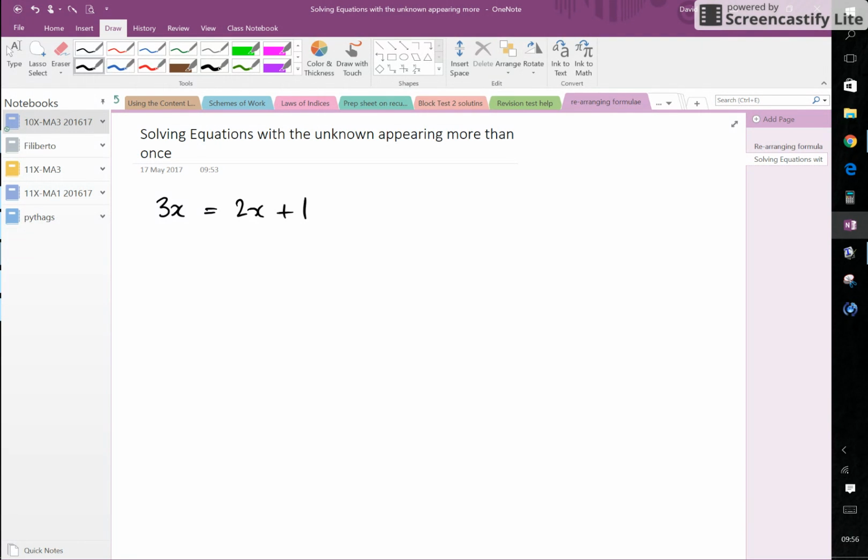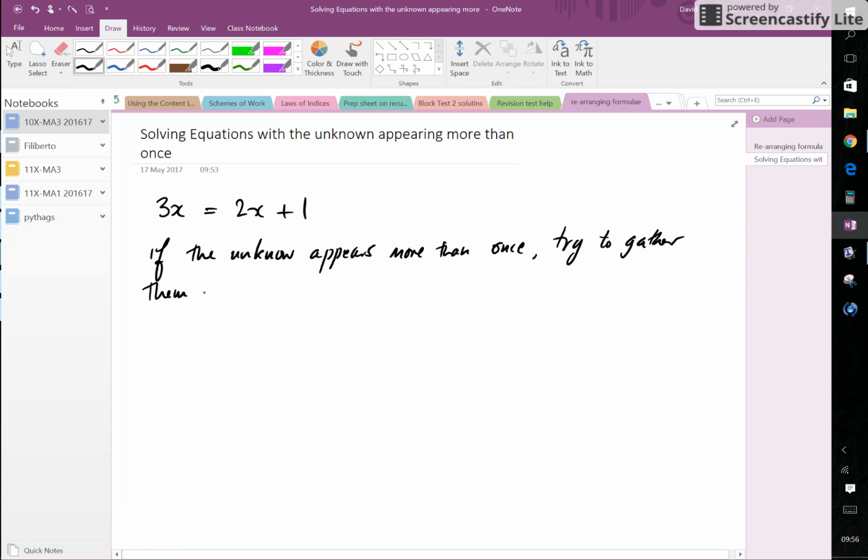So what we need to do is to say that if the unknown appears more than once, we try to gather them together on the same side of the equation. Okay.